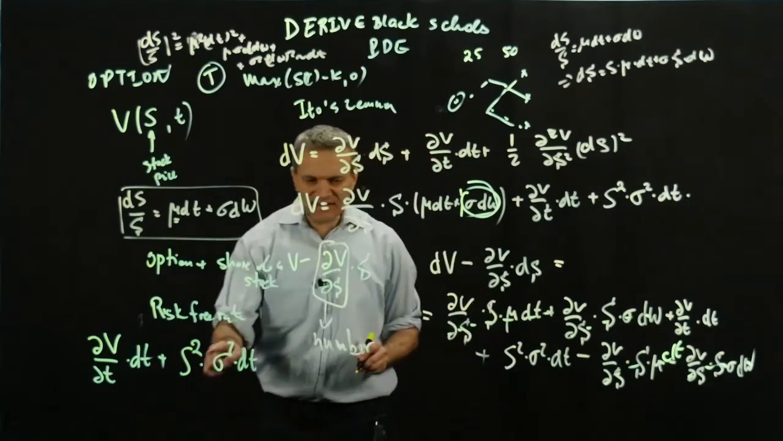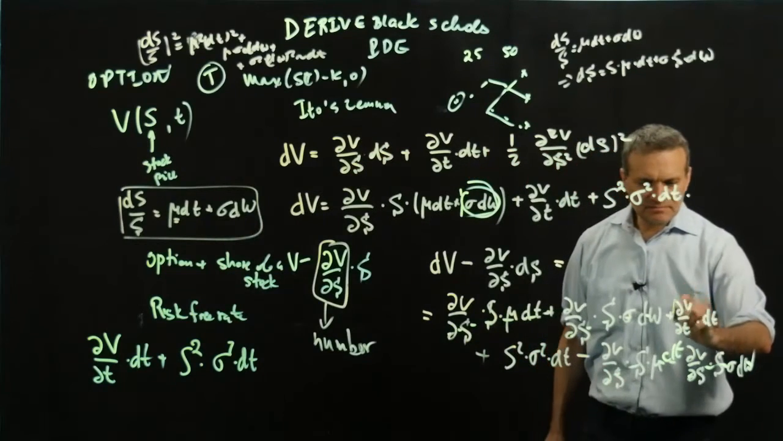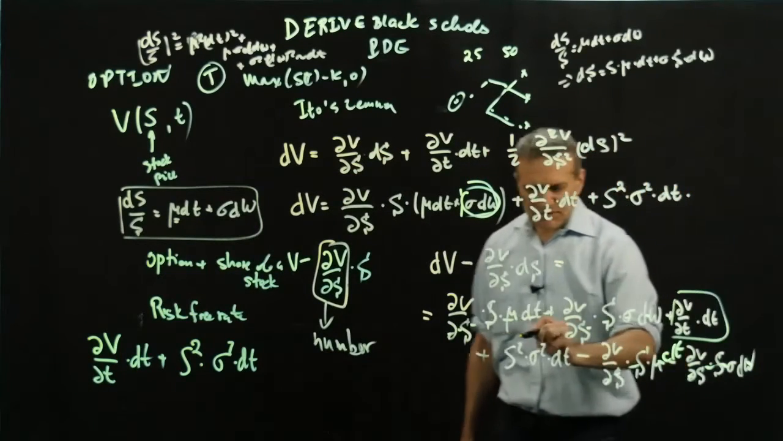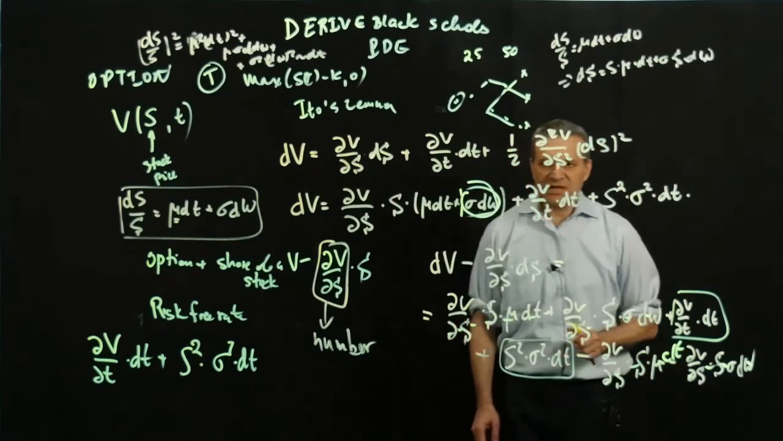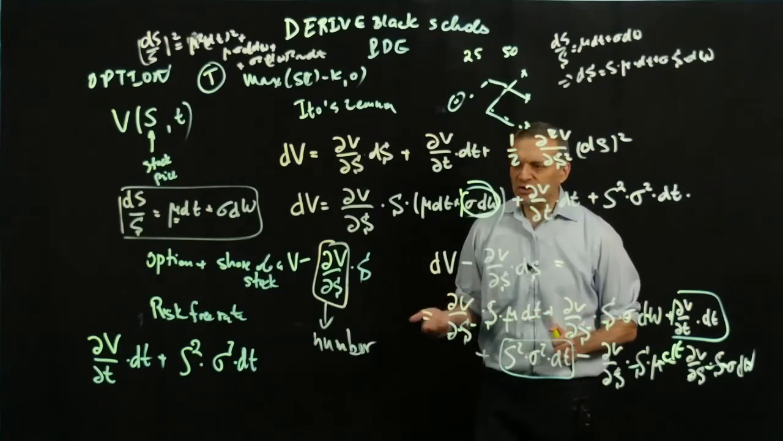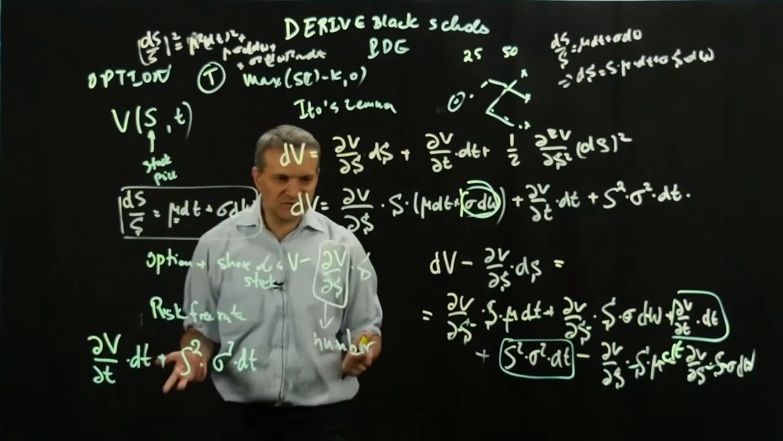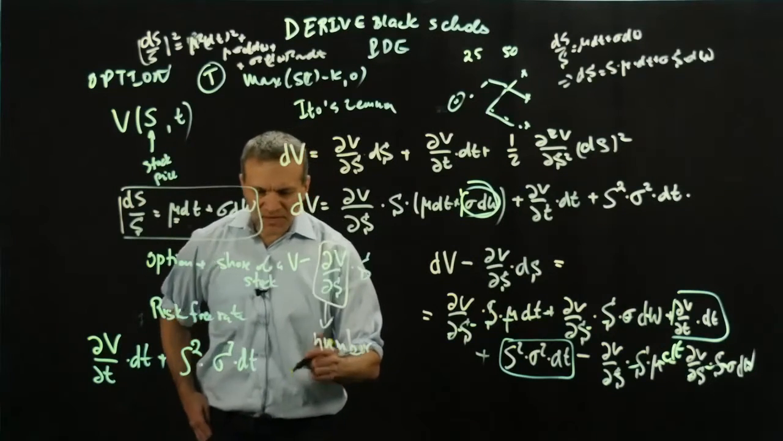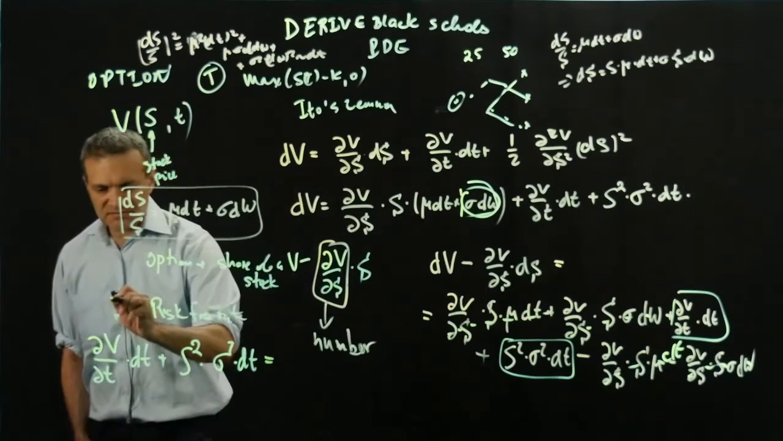This is what is left for this portfolio. Only this guy and this guy are left. Now, on the other hand, what is this portfolio going to earn? This portfolio is going to earn the risk-free rate, right? So it means that if I look now, this is dV.